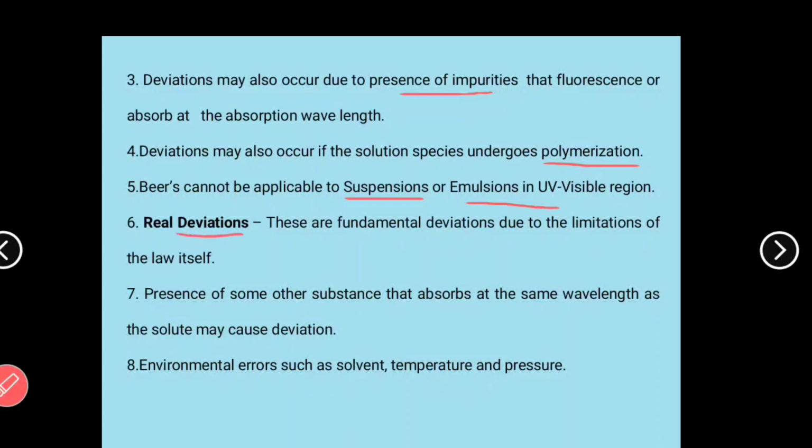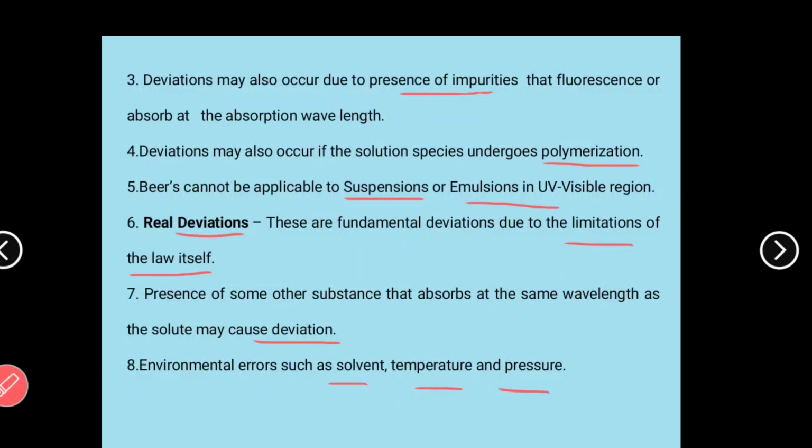Real deviations. These are the fundamental deviations due to limitations of the law itself. Presence of some other substance that absorbs at the same wavelength as the solute may also cause deviation. Environmental errors such as solvent, temperature and pressure may also cause deviations. These are the deviations from Beer's law.